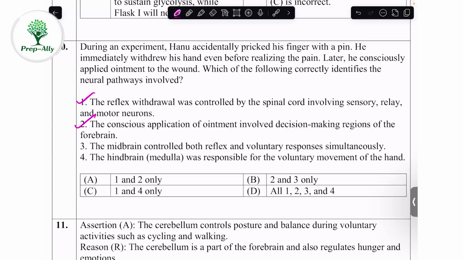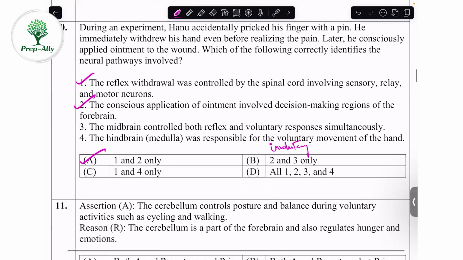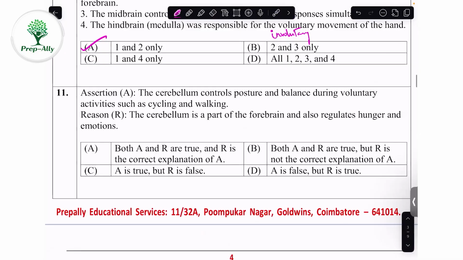Whether it is the midbrain consists of this hypothalamus, so they don't have any work with reflex action or voluntary response. Got it? So the third statement is correct. When you take the medulla, they are responsible for involuntary movement or involuntary actions, not voluntary actions. Got it? But in the statement they are given as voluntary movement. So option 4 is wrong. So which two statements are correct? 1 and 2. Got it. So the option is A.